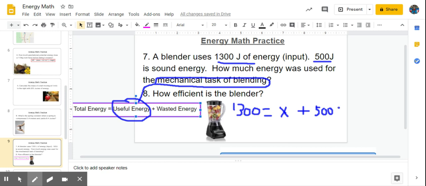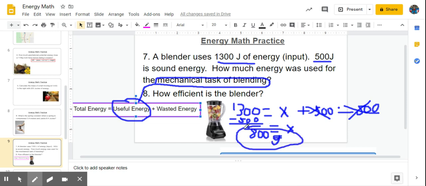an addition subtraction problem. So the way I solve that is I subtract 500 from both sides, minus 500 here. Those two cancel out. That leaves me with just X on this side. But what I do to one side, I have to do to the other. So I'm going to subtract 500 from this. And that's going to leave me with 800 joules. And that's J for joules. So 800 is the answer to number 7.